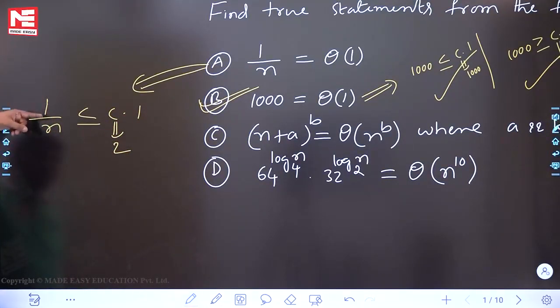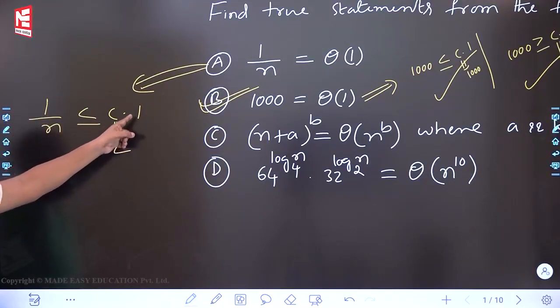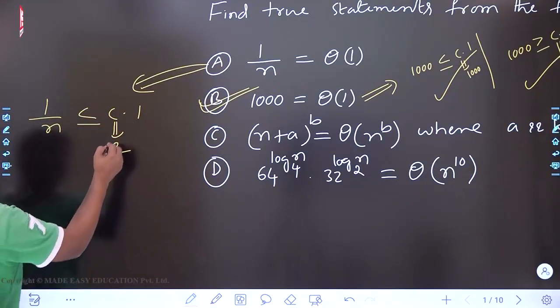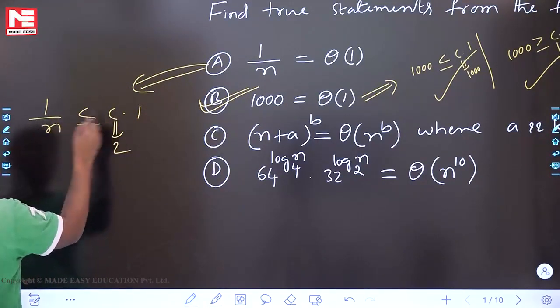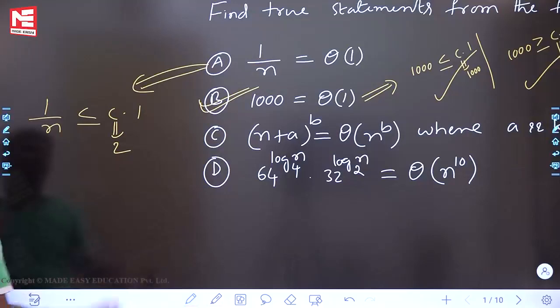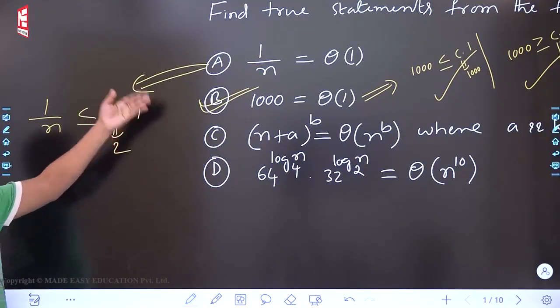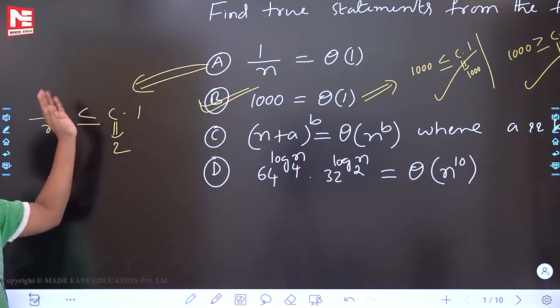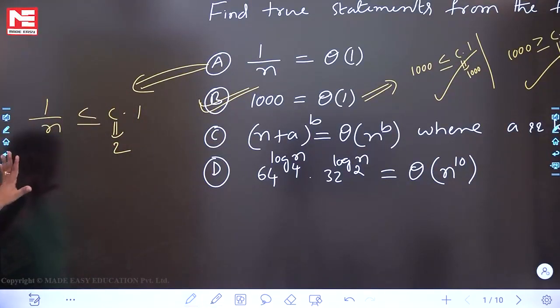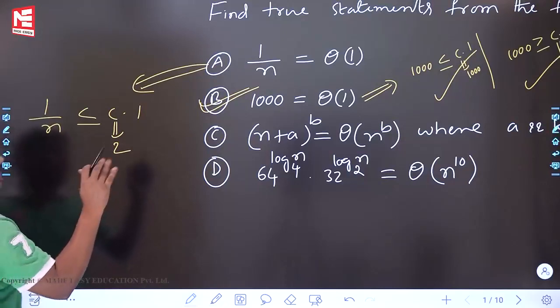As n increases, the value will decrease here. But it depends upon the C value. If I take C value 2, the right is always bigger. If I take C value 1, the first time both are equal, and afterwards the left will be smaller. So what is the meaning of big O? The right will be greater or equal. Sometimes it may be equal, but most of the time the right will be greater. Everyone knows option A, big O is possible.